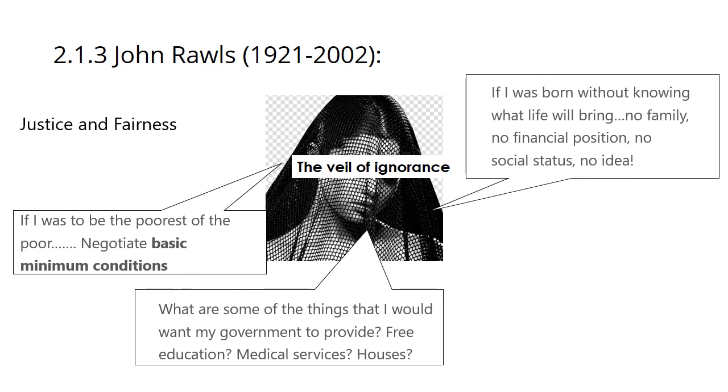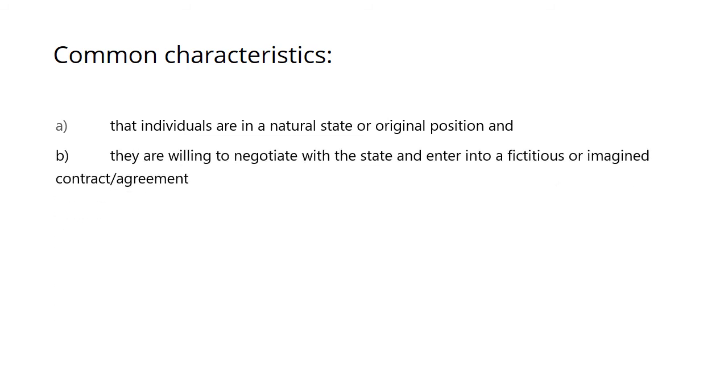Individuals are willing to reach an agreement or a contract with the state and to give up their unbridled freedoms in exchange for these minimum core conditions necessary to live a life of prosperity and peace. We have seen that there are many theories around the idea of the social contract, but that they have two things in common. Firstly, that individuals live in a natural state or come from an original position, and that they are willing to negotiate with the state and enter into a fictitious or imagined social contract or agreement.